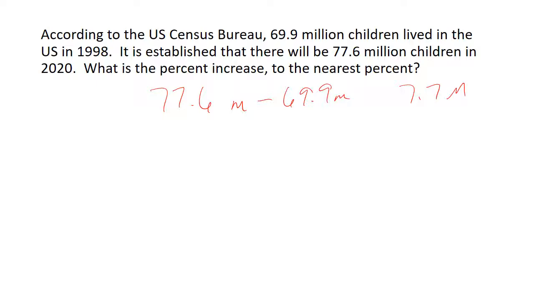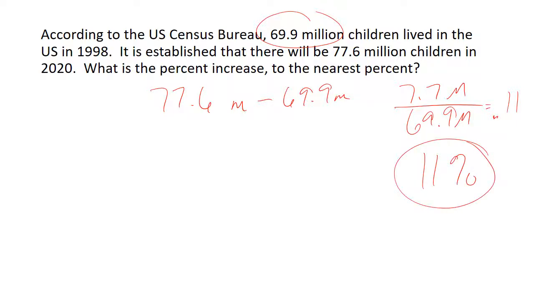So I'm going to take my 7.7 million and divide it by my original. It's not always the big number you're dividing by. It's got to be the original. So 7.7 million divided by 69.9 million is going to give me 0.11. When I make that a percentage, that would be 11%. So there's an 11% increase in the number of children in those 22 years.